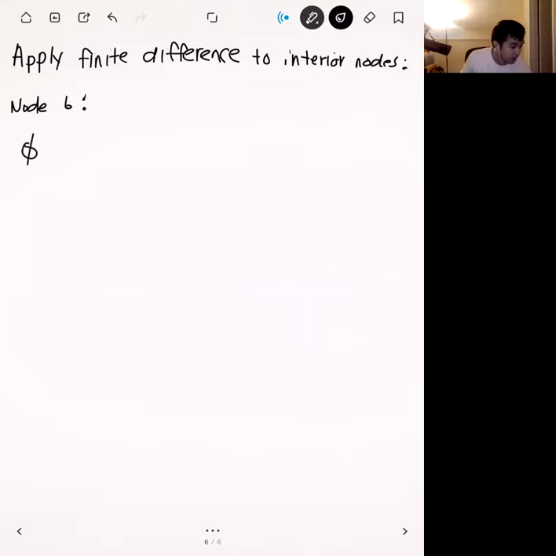we have our right neighbor, and so the right neighbor for node number 6 is going to be phi 7. Then we have the left neighbor, which for node 6 is going to be phi 5. Then we have the top neighbor for node number 6, which is going to be phi 10. Then we have the bottom neighbor, which is phi 2. Then we have minus 4 times phi 6.